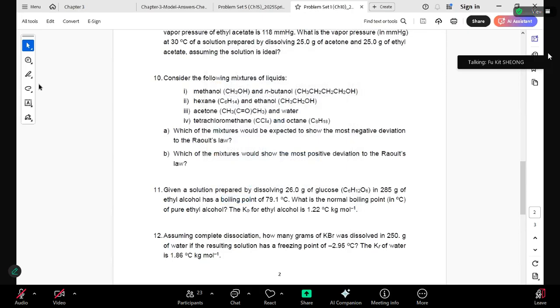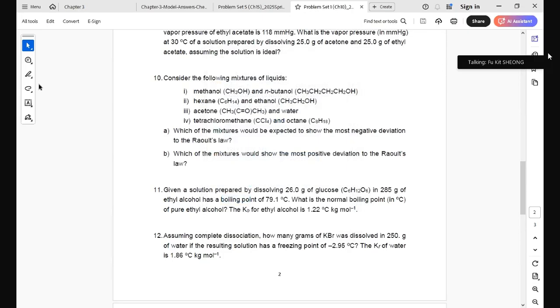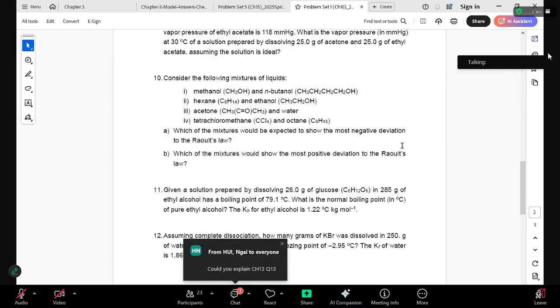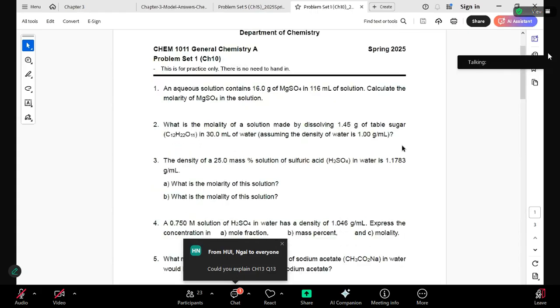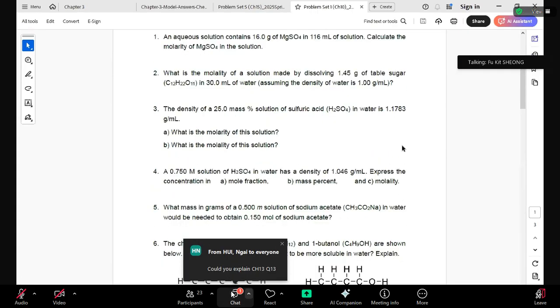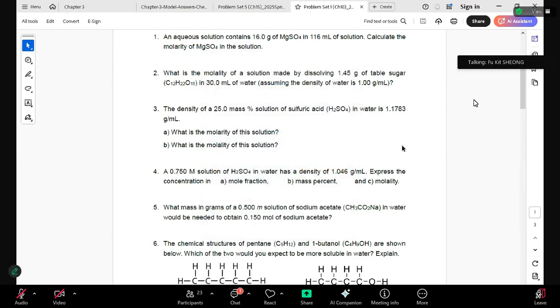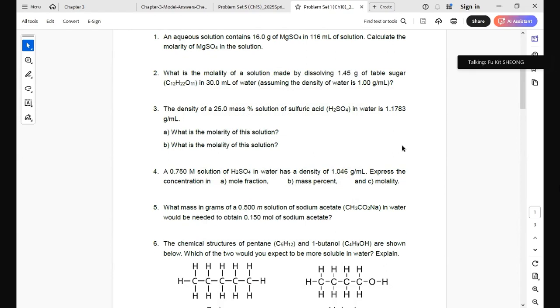Okay, Ken, can you please scroll up to question 3-4? Well, 3 and 4 basically you need to calculate the molarity. Chapter 10, 3 and 4 is basically calculating the molarity and molality.